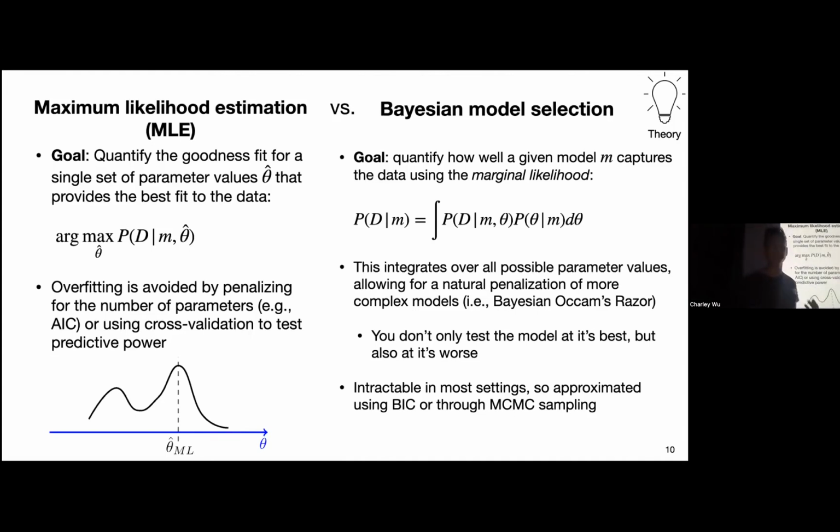But this approach also naturally penalizes for complexity, right? We're not only measuring the model at its best, we're measuring models across the whole space of fits. We're capturing likelihood across all possible parameter values. So if the model has extra flexibility, it's also going to be quite bad in some regions of that parameter space, and we're going to penalize the model for that because we're essentially computing the likelihood at all regions of the parameter space, right? So we don't only test the model at its best, but we also test it at its worst. So in this way, we're able to naturally penalize for complexity. This is known as Bayesian Occam's razor.